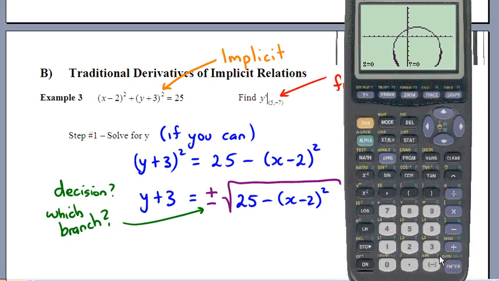Yeah, okay. Well, this point, (5, -7), is on the lower branch. It is on the minus version. So if I'm going to do this question, if I'm going to try to fight this implicit differentiation as long as I can, I will have to make a choice to choose the lower branch.